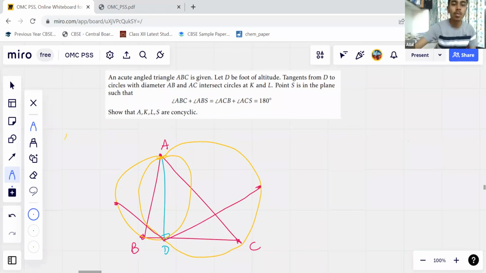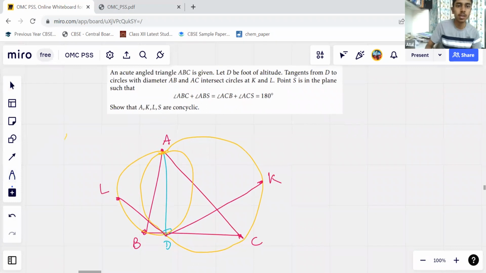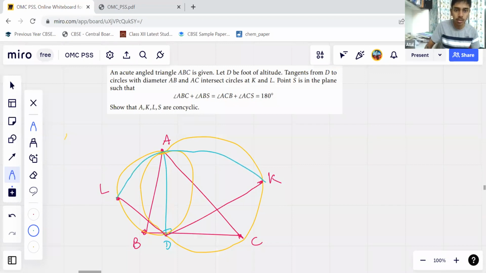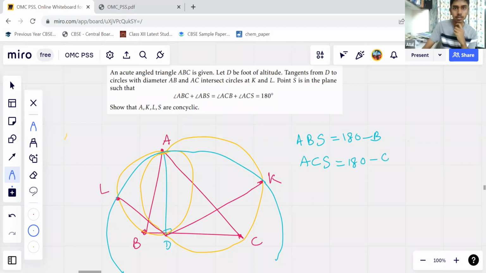Okay. This is K and this is L, I think. So point S is some sort of mysterious point that satisfies some nice angle condition. And it supposedly lies on this circle, which is interesting. So we want angle ABS to equal 180 minus B and angle ACS to equal 180 minus C. Okay.